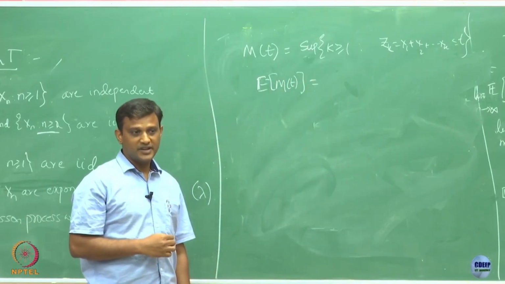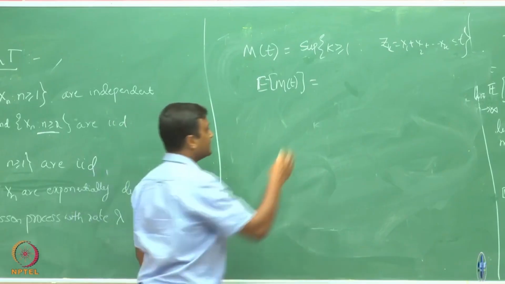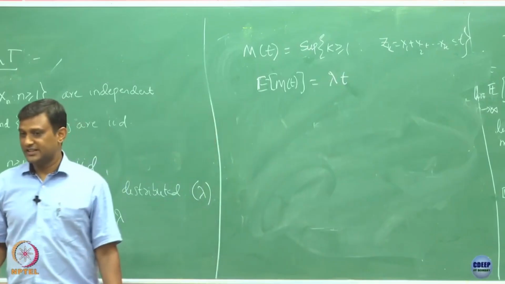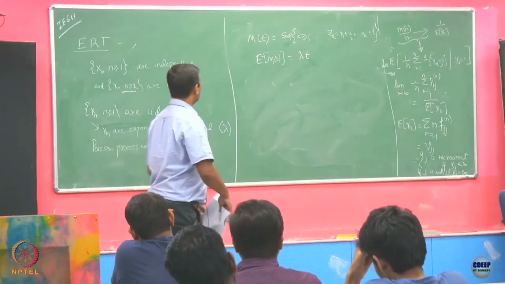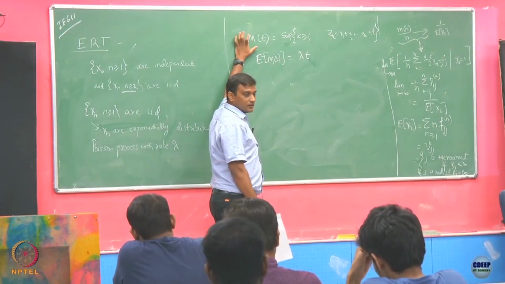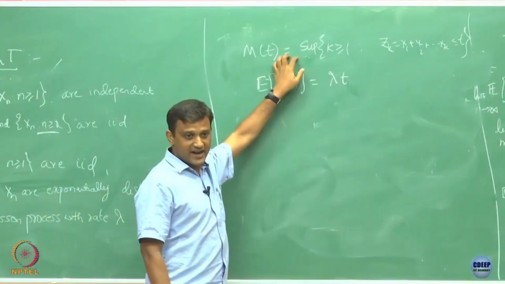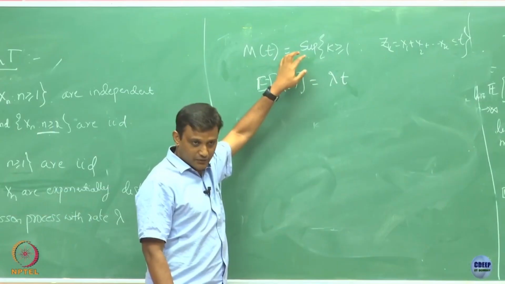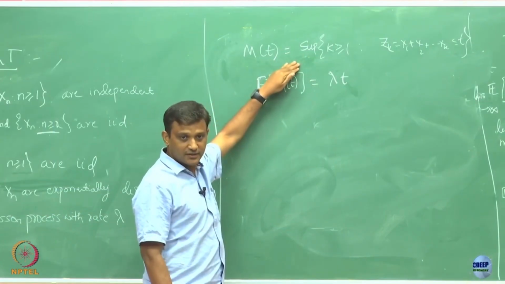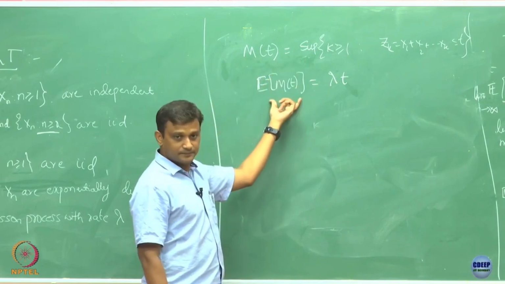What do you expect this to be? Lambda t, right? So this is by connecting. So if I have defined a, and this is a general process I have defined, right? I can define this anything. But if you are going to do this on a Poisson process, you are going to get this.